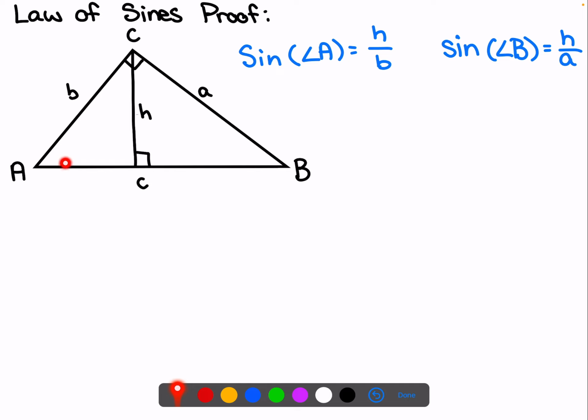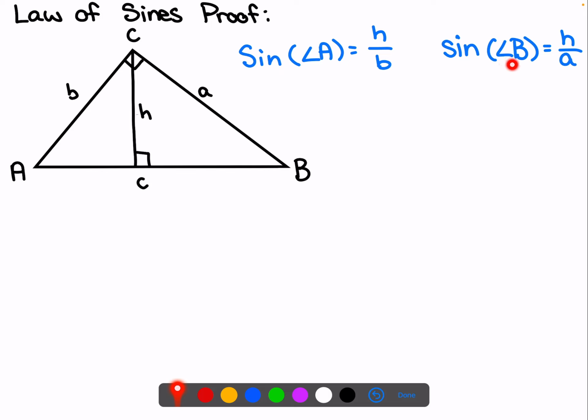So I'm going to go ahead and set up trig ratios for angle A and angle B. And since this is law of sines, it's going to be the sine of those angles. So if I focus in on the small triangle first, sine of angle A is opposite over hypotenuse, opposite is H. Hypotenuse is B. So I have sine of angle A equals H over B.